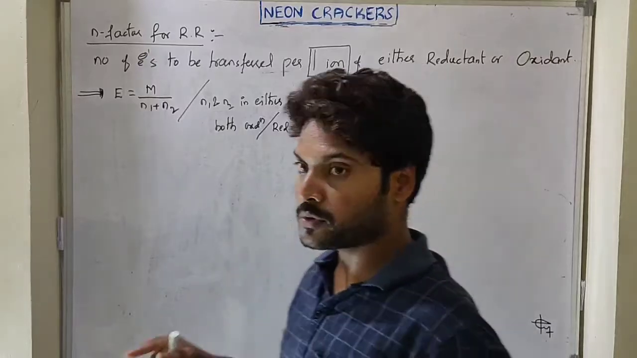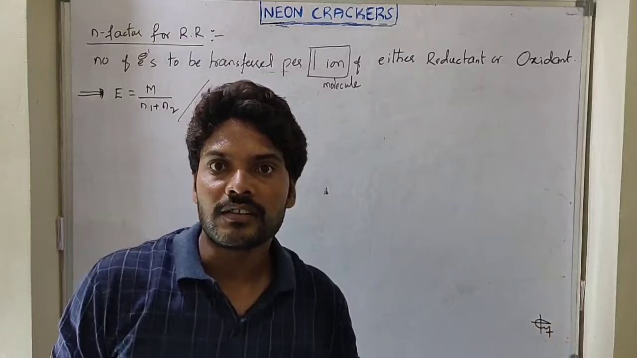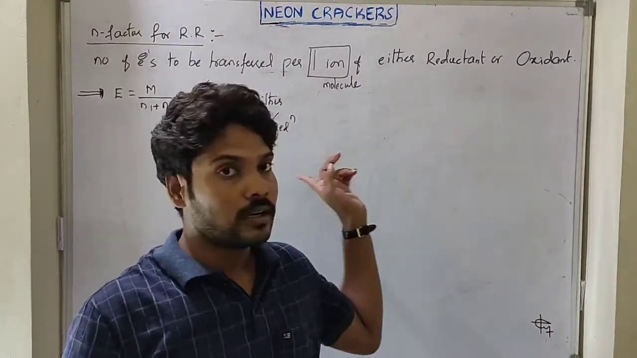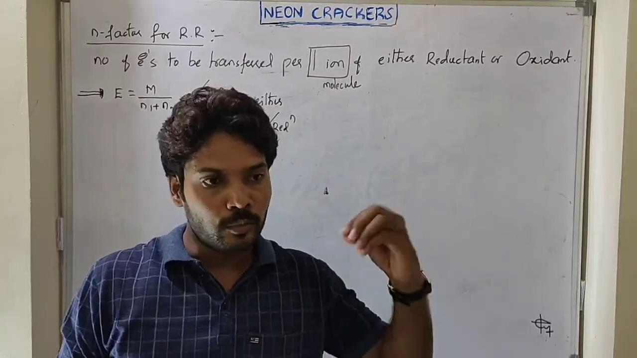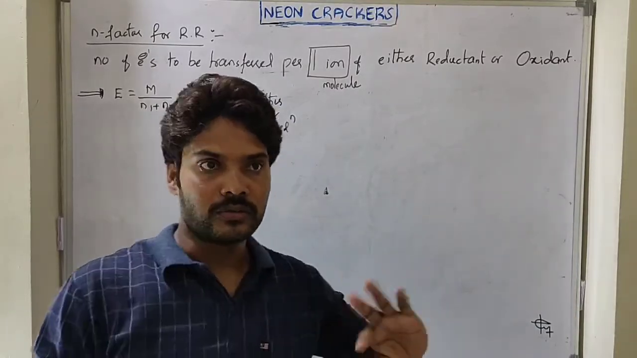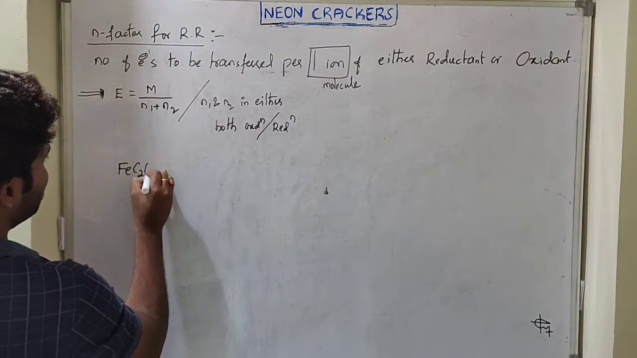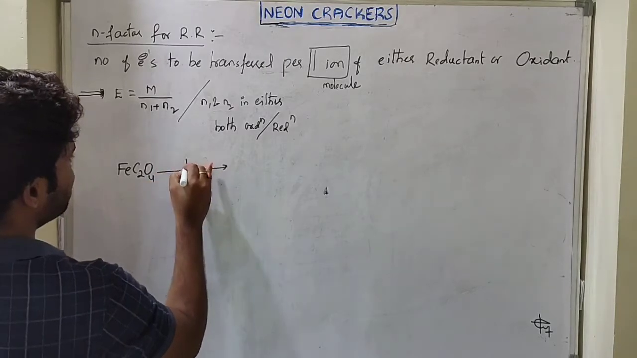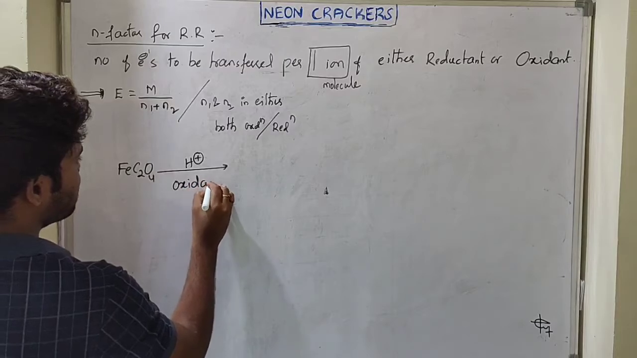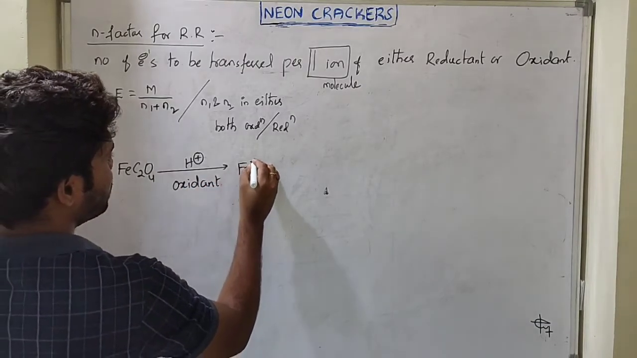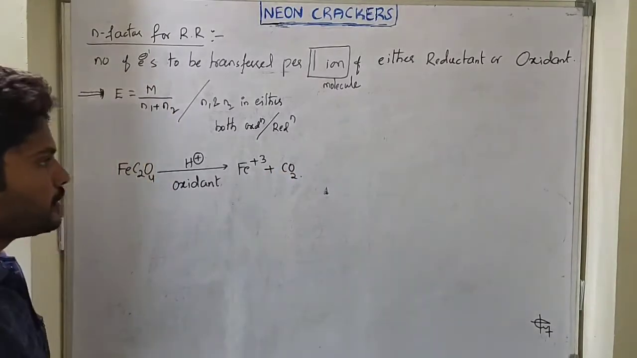Before, in the disproportionation reaction, a single substance undergoes oxidation and reduction as well, right? But in this one, a single substance with different ions undergoes either both oxidation or both reduction. Let's say, for example, we take ferrous oxalate in acidic medium with an oxidant; it converts to Fe+3 plus CO2.